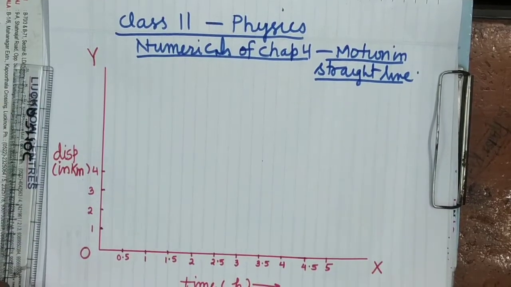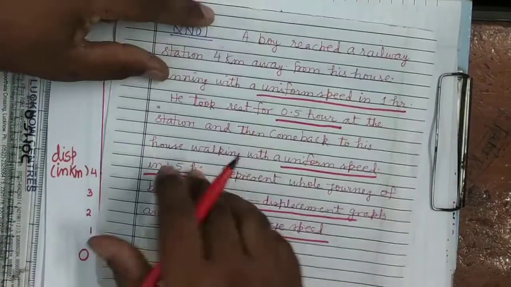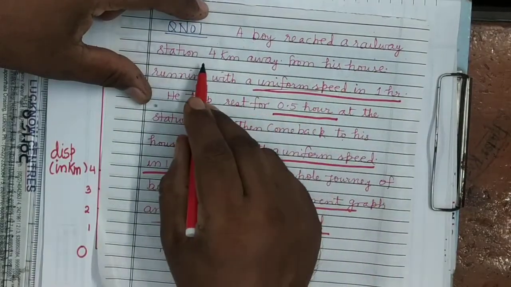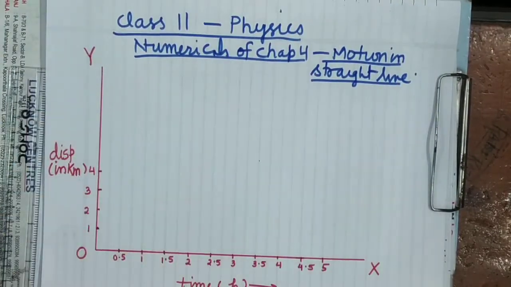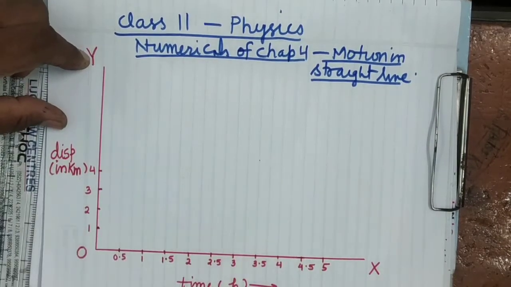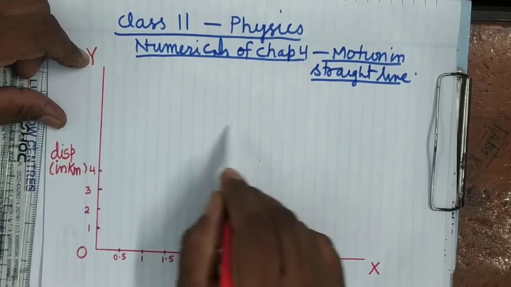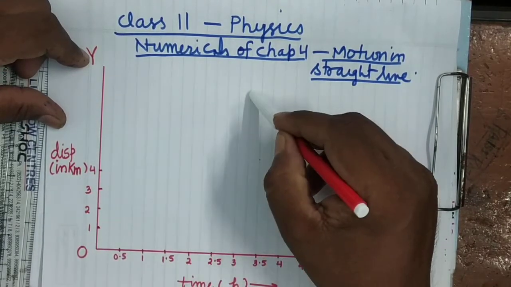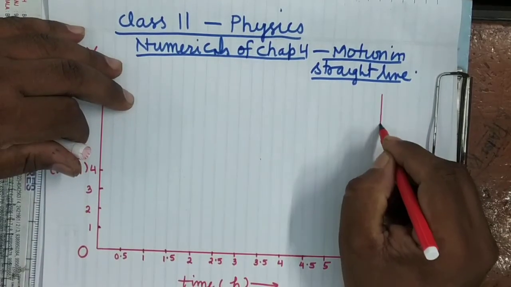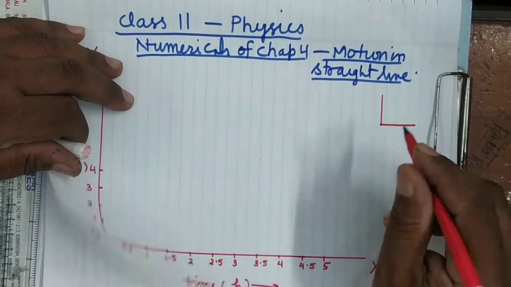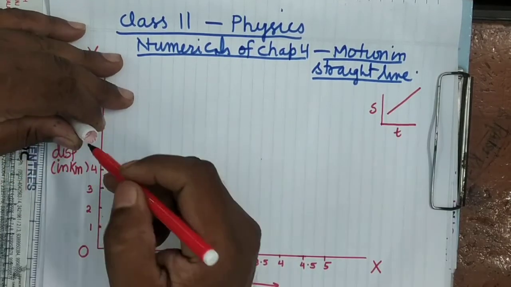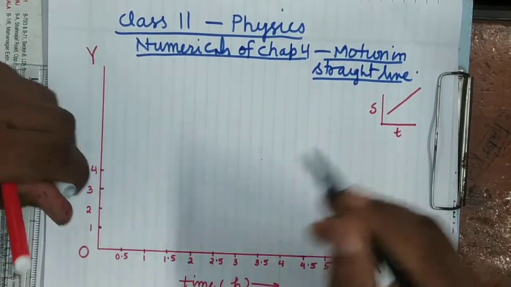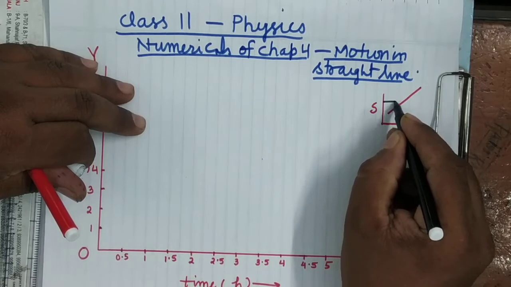So see here, for 1 hour moving with uniform speed and reaching from house to the station, means covering how much distance? 4 kilometers. Since moving with the uniform speed, what will be the shape of displacement time graph? It will be a slanting line. You know that when a body travels with a constant velocity, the displacement time graph will be a slanting line. Is it clear? It will not be a horizontal line.